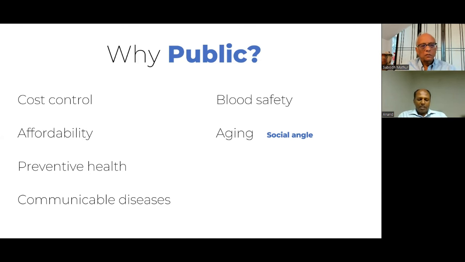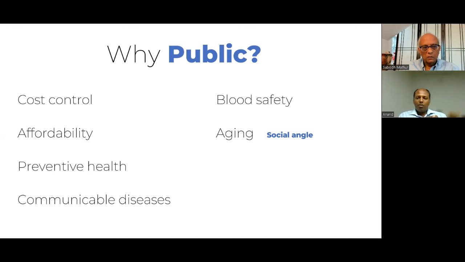We also need to understand that even the most advanced testing systems have their limitations. There is a concept of window period, during which even if that person is infected, the infection may not show up in the test. And we can have more and more advanced and costlier tests like nucleic acid amplification testing, but nothing can replace the safety that is offered by a blood system which is wholly dependent on voluntary blood donations.